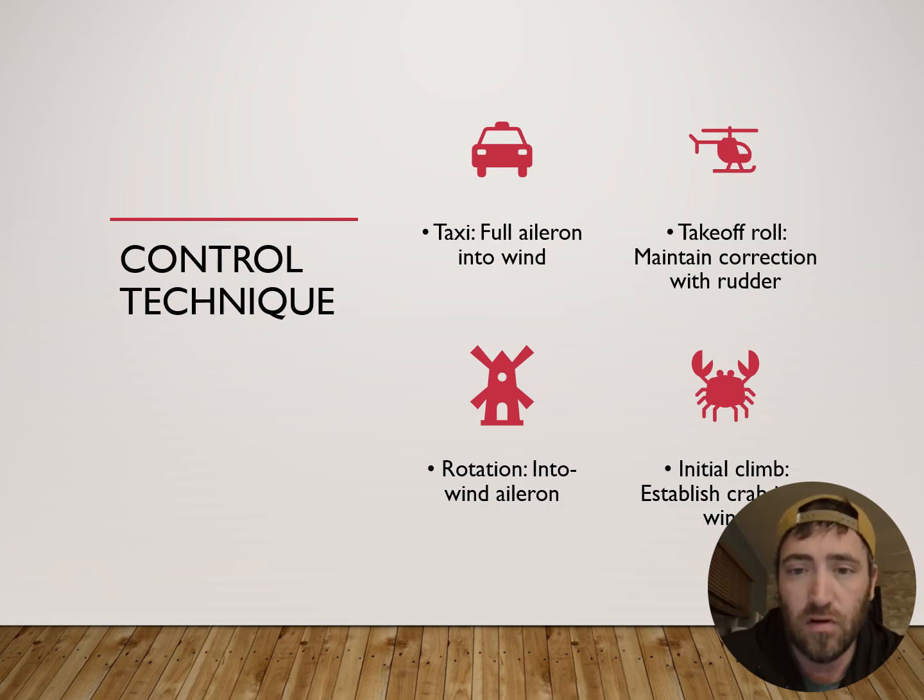On the takeoff roll, we're going to mostly maintain correction with the rudder to maintain our heading. We will keep that aileron into the wind as it mentions there on rotation, and then we'll establish a crab into the wind on the initial climb out.